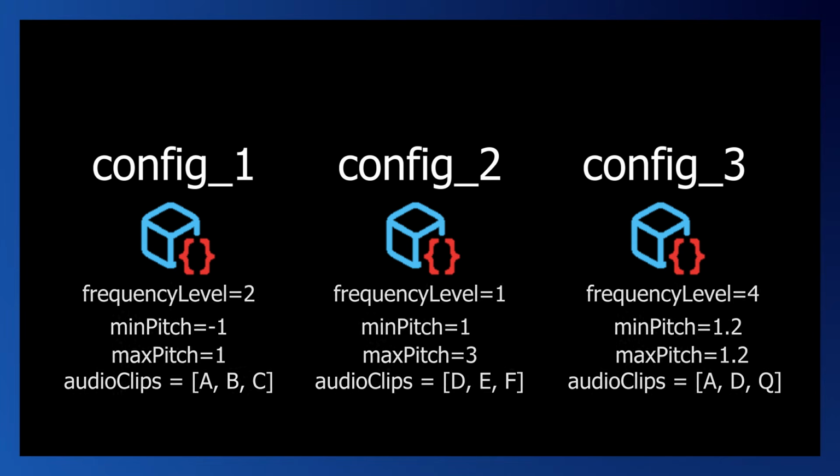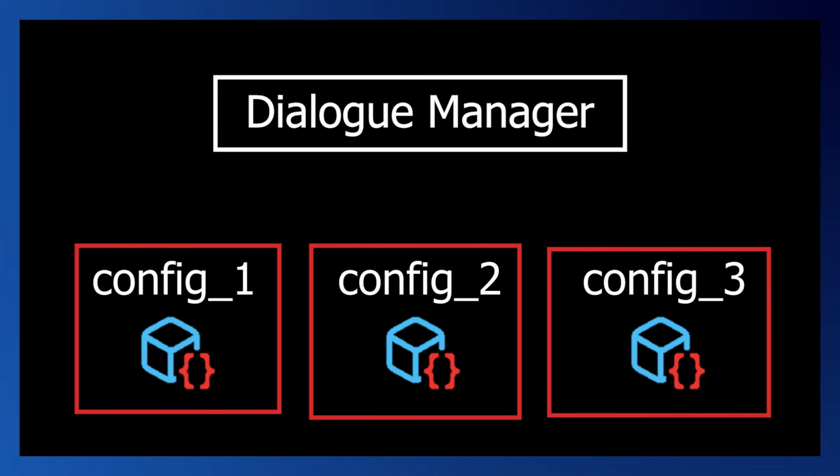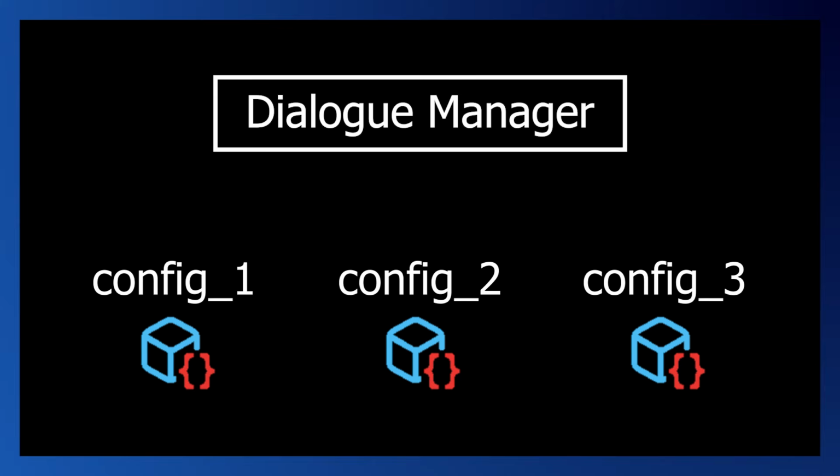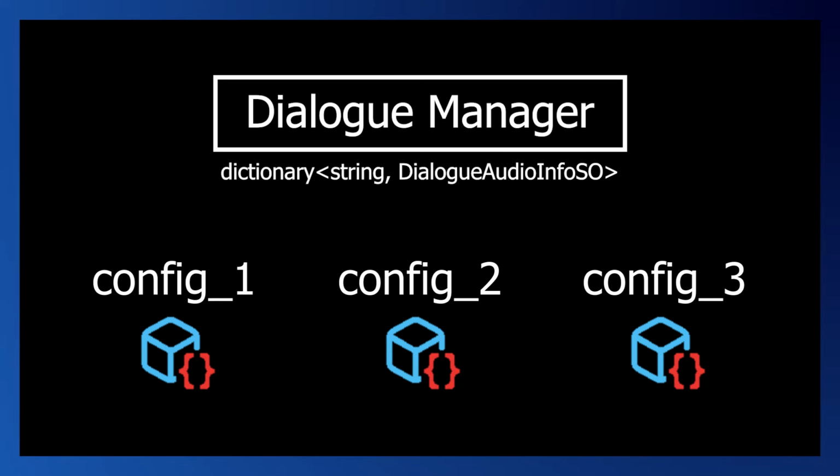With that set up, we'll just need a way to tell our dialog manager which scriptable object asset we should be using at any given time. To do so, we can create a dictionary that maps that unique ID to the configuration data. Then this next part is going to be a bit specific to how your dialog system works, so you'll have to translate the rest of this approach to fit your own system's needs.